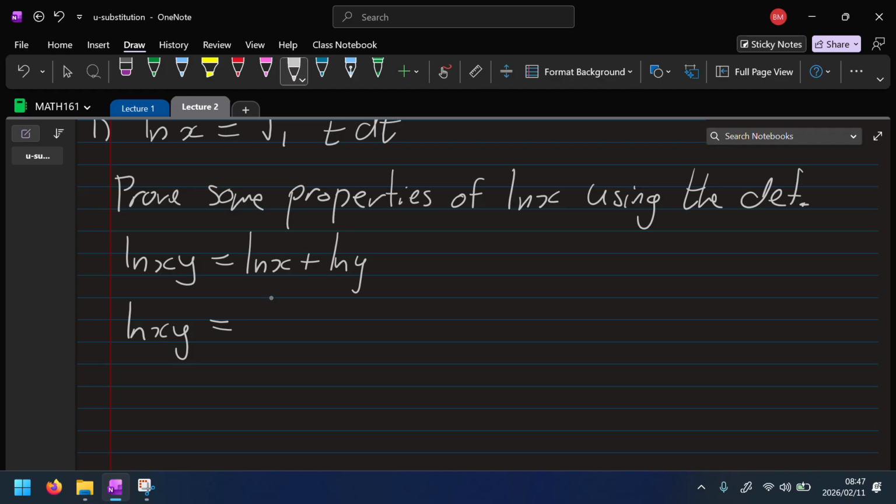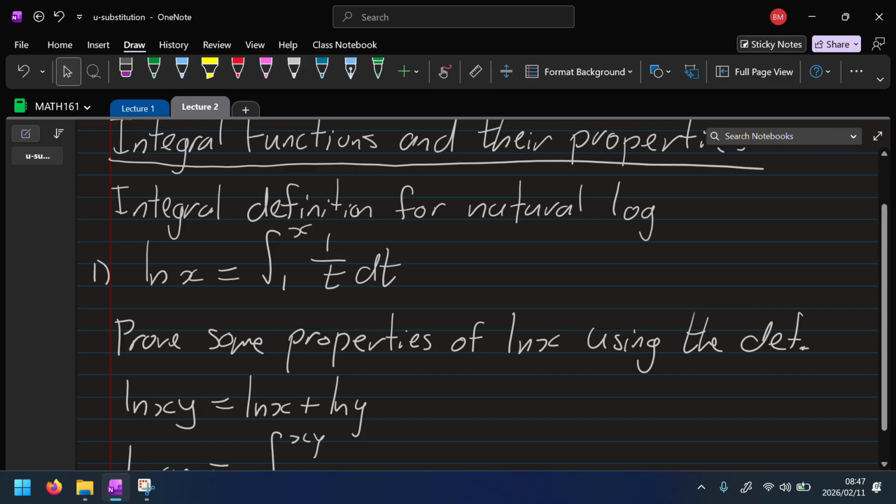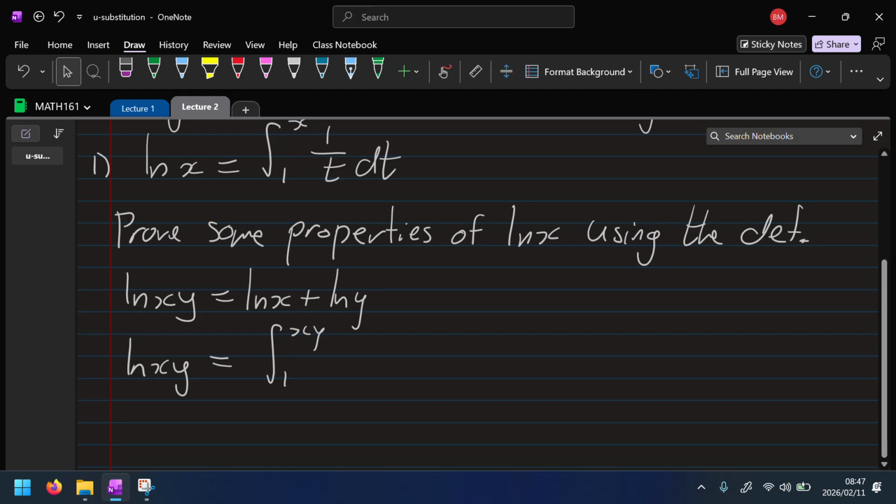So using the definition, this is the integral from 1 to xy, right? Because if we just have the natural log of x, there's an x at the top. Over here, it's the natural log of xy, so we have xy at the top. Does everyone see the substitution we did? Then it will be 1 over t dt. Now, the idea is to split this up into two parts so that we end up with the natural log of x as one term and the natural log of y as another term.